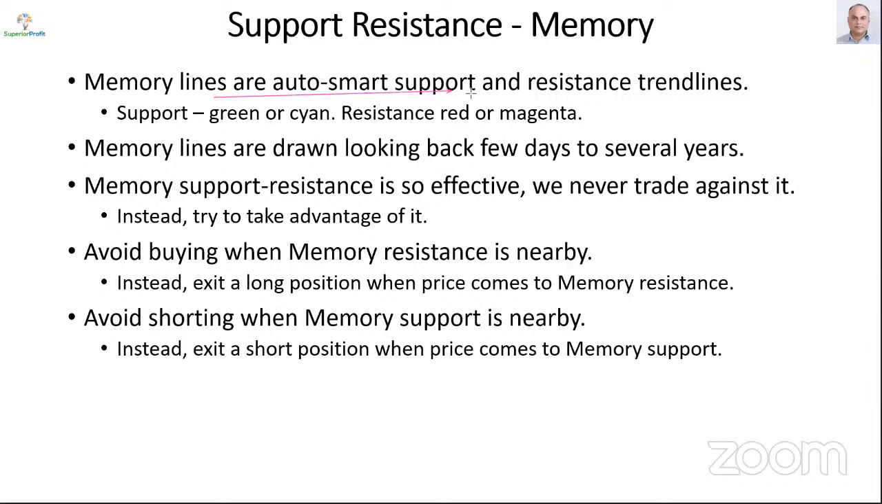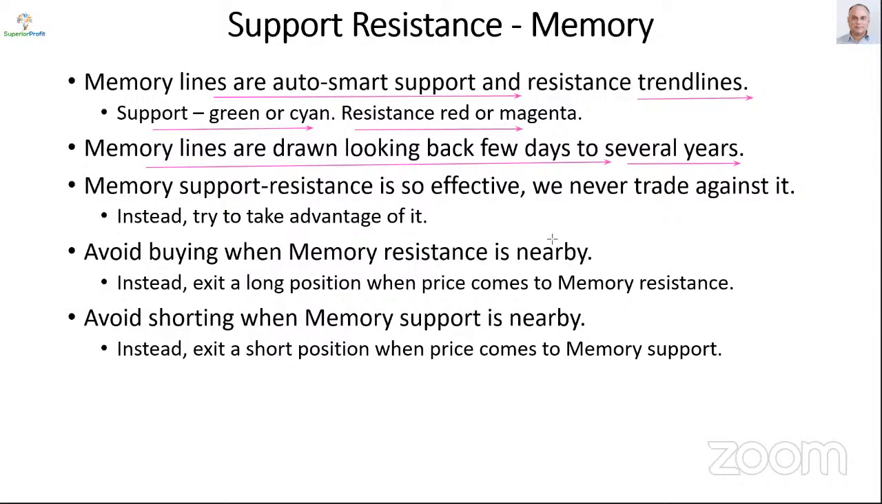Memory lines are auto smart support and resistance trend lines, not pivot lines, but they are trend lines, automatically drawn smart lines. Support lines are shown in green or cyan, resistance red or magenta. Memory lines can be drawn looking back few days to few years. Sometimes they may come from as far back as 10 years, and they are very powerful. Shorter term ones are also powerful, but the longer it becomes, you will see a price is dropping sharply.